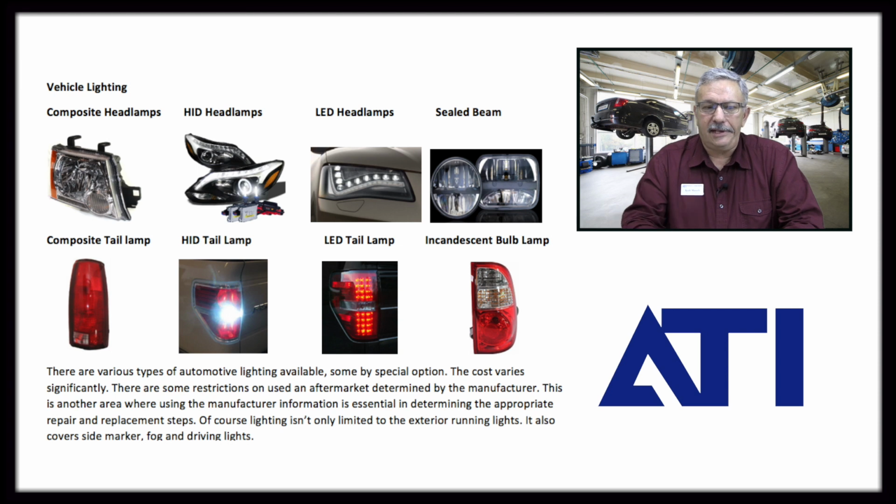Then with the tail lamps, it's along the same lines. We have composite tail lamps. Again, it's what we've seen probably since the late 90s. Then the HID, these are the ones that you see that are extremely bright tail lamps. The LEDs are the same, but it's a different kind of light than you would see from HID. It's not quite as bright to the eye, but it illuminates a lot more. Then you have a regular incandescent bulb lamp, which is your traditional twist-in type light bulb. So those are the different ones.